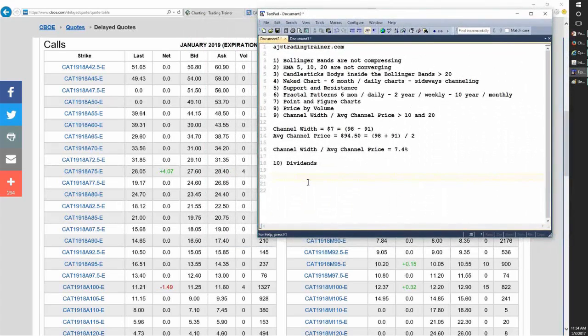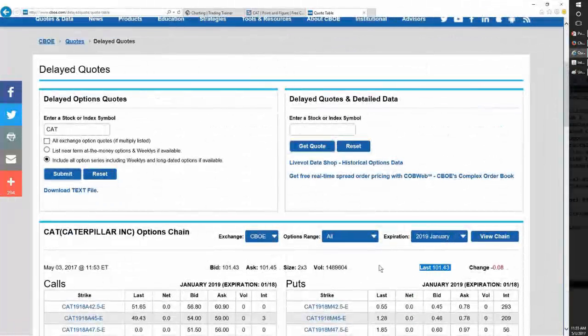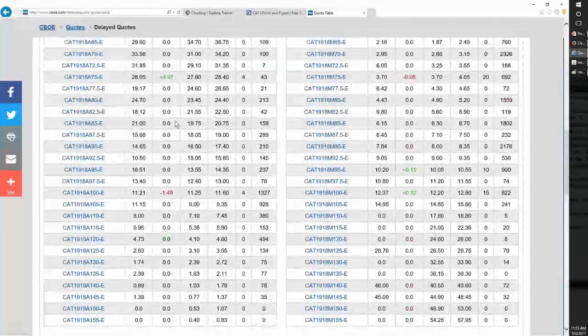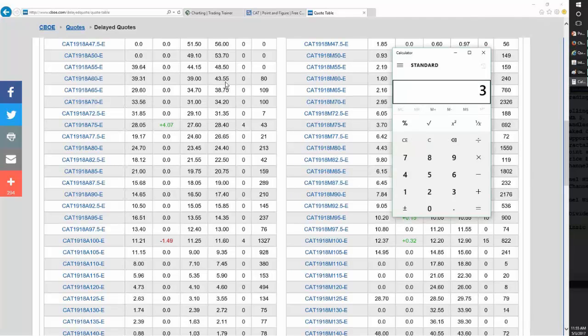So I want to determine what that intrinsic value is. And the intrinsic value is easy to calculate. Just take whatever the stock price is, or it doesn't have to be a stock. You could do this on ETFs, you could do this on indexes, you could do it on anything that's optionable. You take the symbol price and you subtract out the strike price of the option. So if we're at, what did we say, 101.43, and we come over here to our 60, and we're trading between $39 as our bid and $43.55 as our ask, I'm going to take the halfway point.